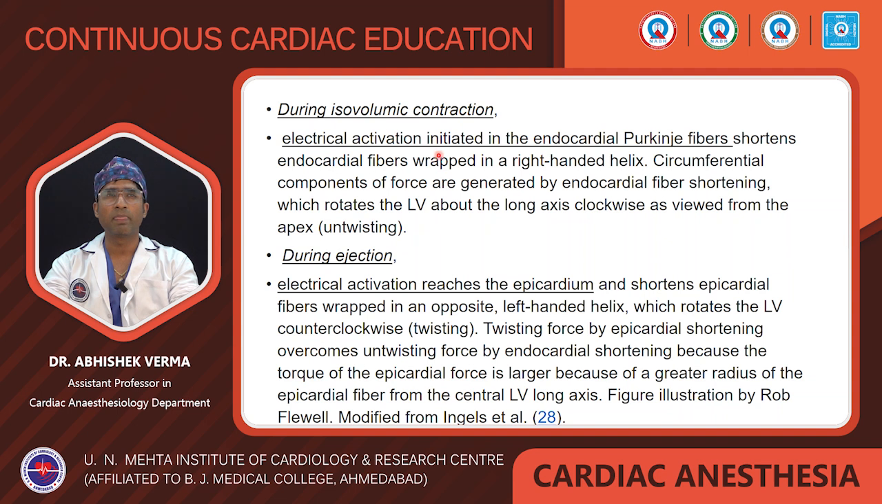So what happens during systole? The electrical activation is initiated in the endocardial Purkinje fibers. It shortens the endocardial fibers wrapped in a right-handed helix. This means the endocardium moves in a right-handed helix and the epicardium moves in a left-handed helix. It will squeeze the whole LV during systole. During the ejection phase, the electrical activation reaches the epicardium and shortens the epicardial wrap fibers in the opposite direction, a left-handed helix. So the epicardial fiber is a left-handed helix and the endocardial fibers are a right-handed helix.